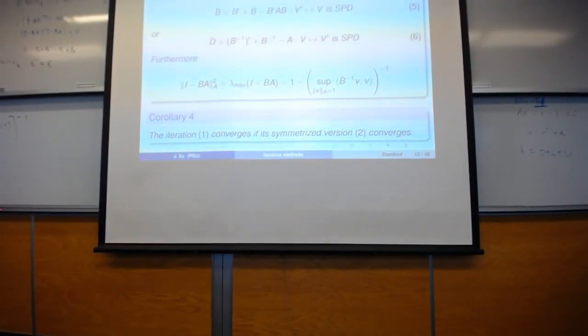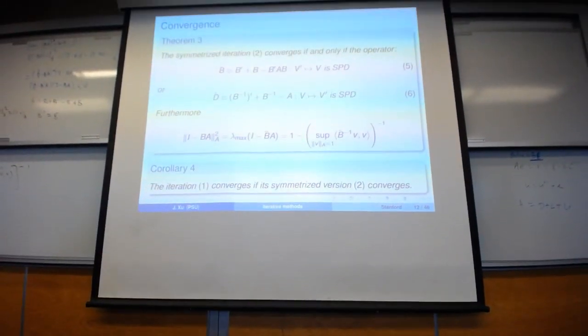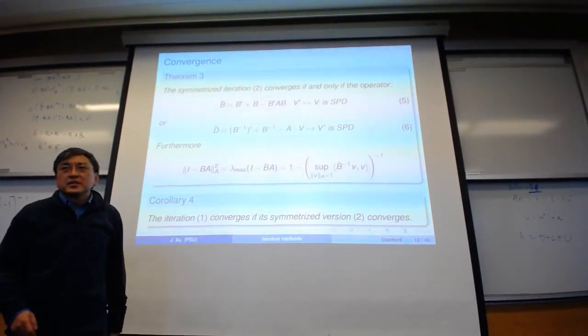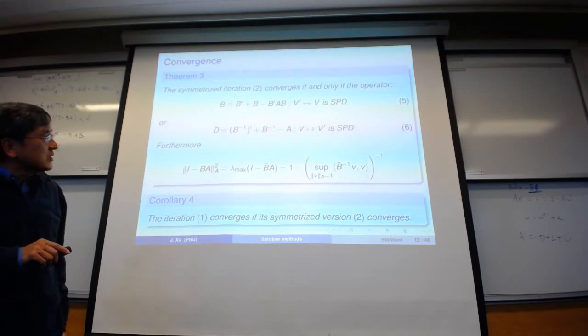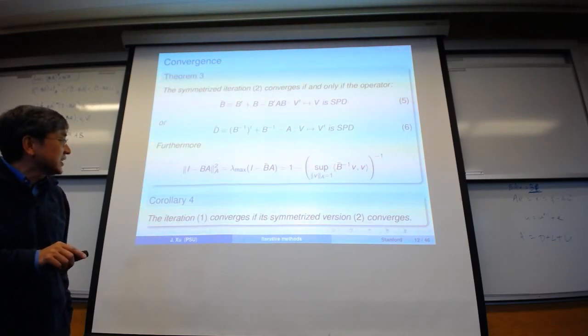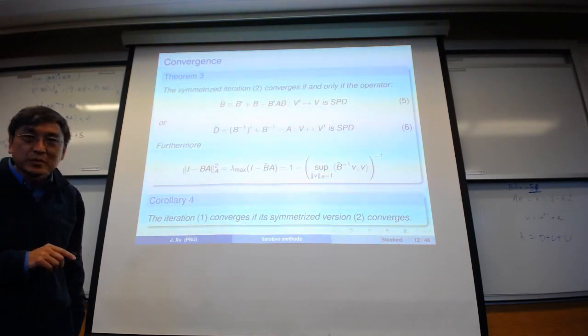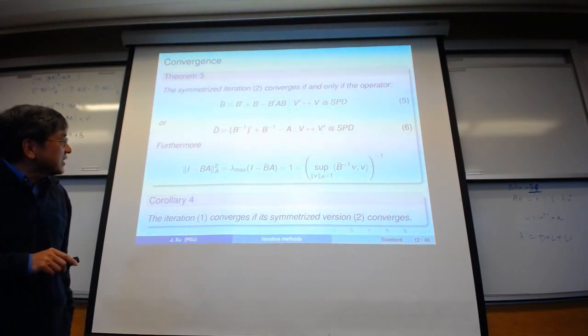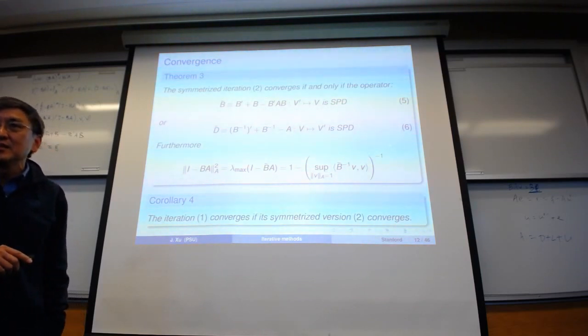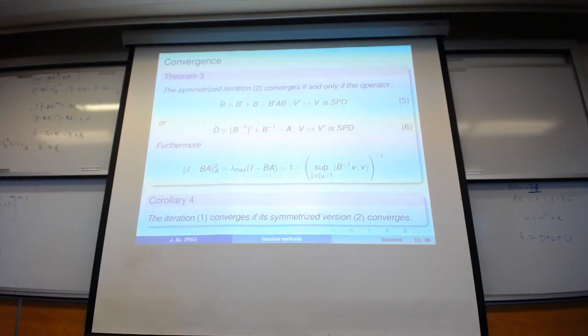But you want this guy to be less than one to be convergent, right? So this means that you want this quantity to be positive. This one is always less than or equal, and you want this quantity to be positive. So that means as long as this B bar is symmetric positive definite, my method will converge. Got it? So this is a sufficient condition.